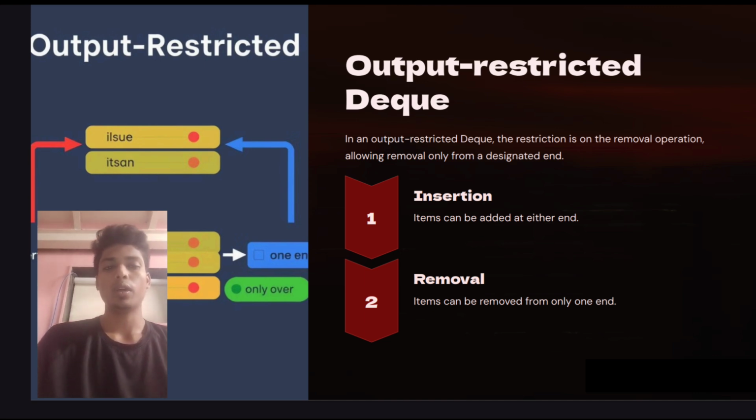Basically, the DQ is a very basic thing in data structures. It will be useful, very useful for data structures.